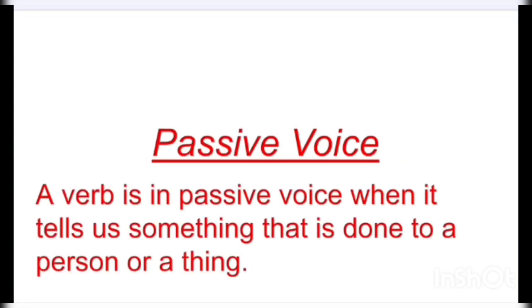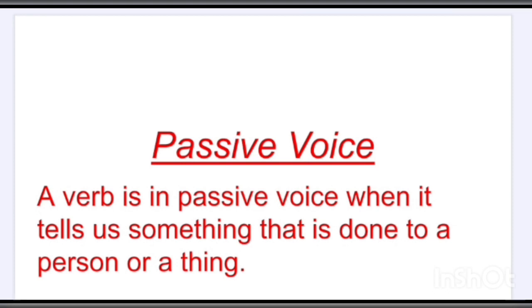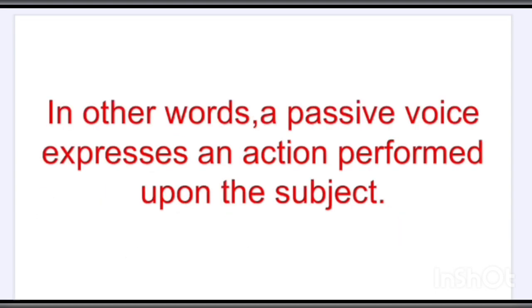What is a passive voice? What do you think passive voice is? When you hear the word passive, passive is something which is indirect and not directly conveying what has been done by a person or a thing. Passive voice. A verb is in passive voice when it tells us something that is done to a person or a thing. In other words, a passive voice expresses an action performed upon the subject.